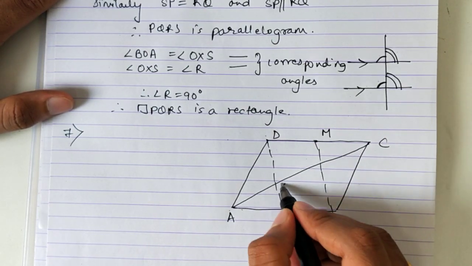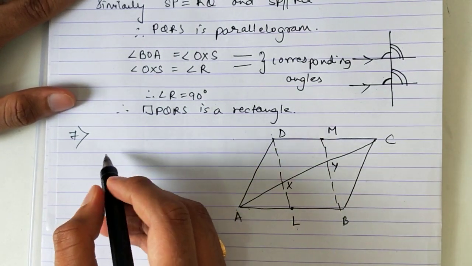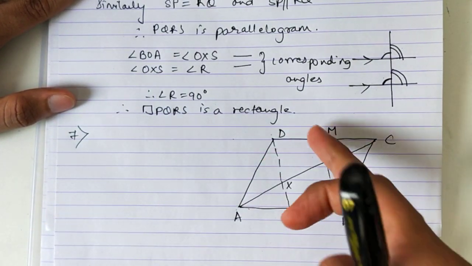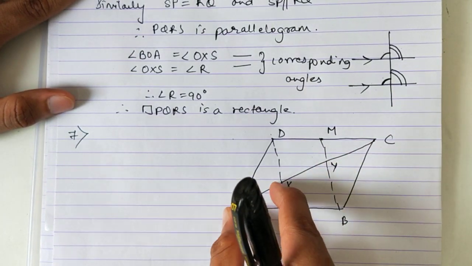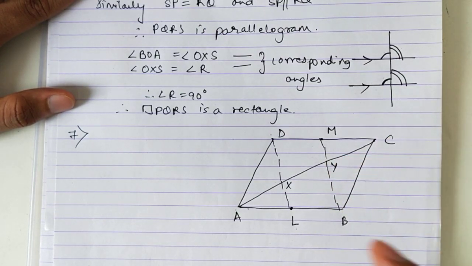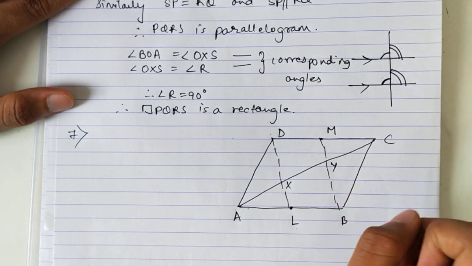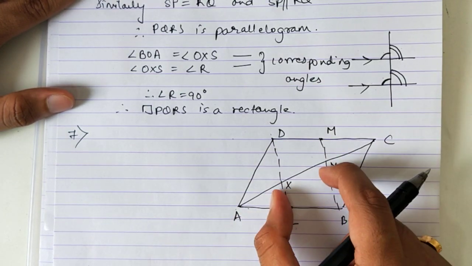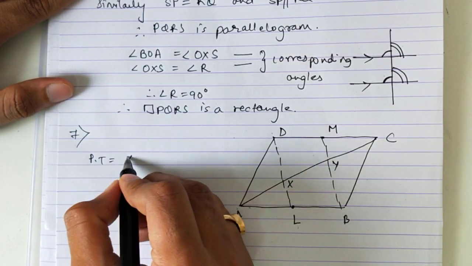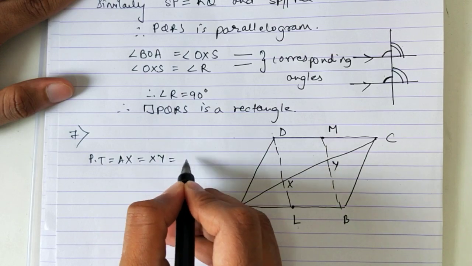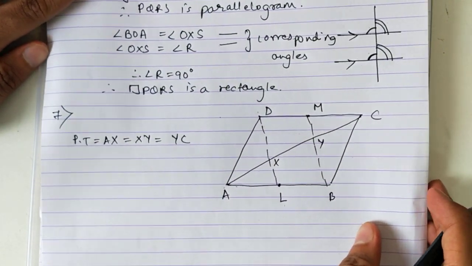Okay, let's name these points X and Y. What they are asking us to do is, prove that DL and BM trisect the line AC. Trisect means divide into 3 equal parts. So what we have to prove is that these 3 parts are equal. Okay, so see, AX, XY and YC, we have to prove these three equal. So we have to prove that AX is equal to XY equal to YC. Okay.